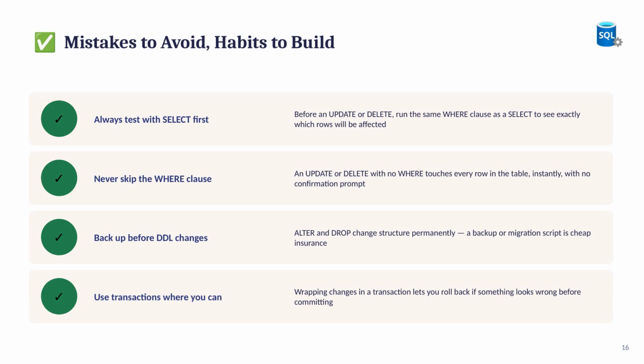Back up before DDL changes, alter and drop change structure permanently, and a backup or migration script is cheap insurance against a mistake. And use transactions where you can. Wrapping changes in a transaction lets you roll back if something looks wrong before you commit to it permanently. None of these habits are complicated, they just require slowing down for 10 extra seconds before you press enter, and that 10 seconds is what separates a smooth afternoon from a very bad one.